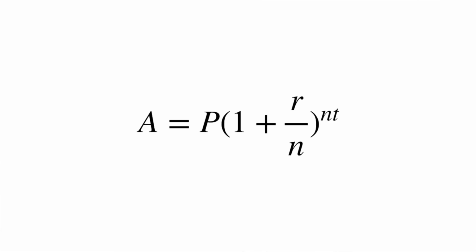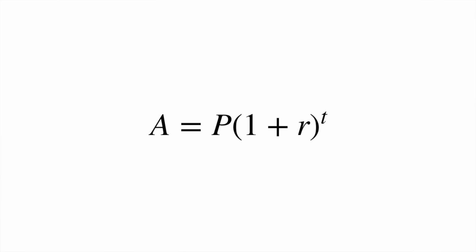So the formula that I showed you at the beginning looks like this, where A, if you remember, is the final amount, P is the principal, R stands for the interest rate, N is the number of compounding periods per year, and T is the time period in years. So let's simplify the formula a bit by taking out N, because we're going to be compounding annually. So that's going to leave us with something that looks like this.